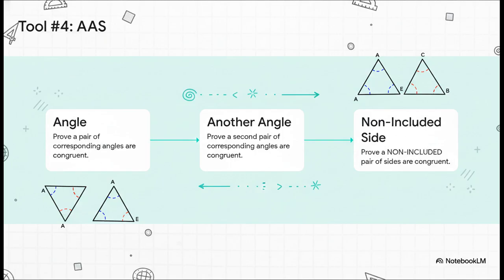And our final tool is angle angle side, or AAS. This one actually breaks that sandwich rule. Here you prove two angles and a side are congruent, but the side is not between the angles, it's on the outside. But as long as you've got two matching angles and one matching non-included side, you're golden.